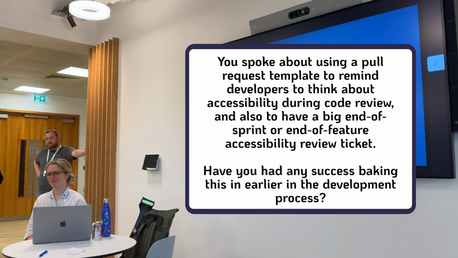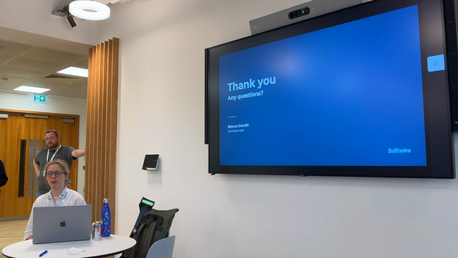Yeah. It seems like a lot of the processes that you advocate for happen once you've done your development, like in your PR template, have you thought about this, that, and this, and you talked about it's good to have that end of sprint or end of feature big accessibility review ticket. But have you had any success with trying to make that happen as early on in the process as possible, so that rather than fixing a problem, you're thinking about them before you start doing this?